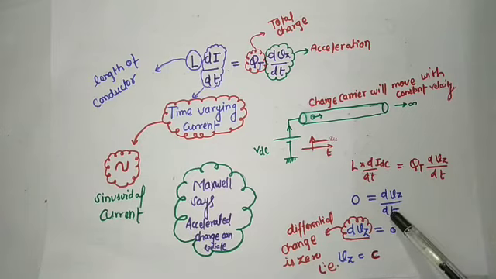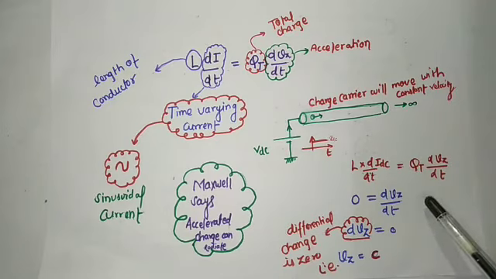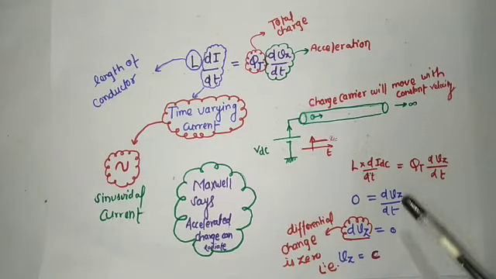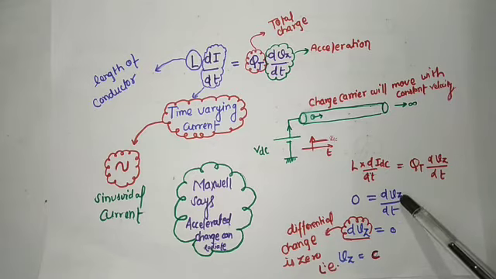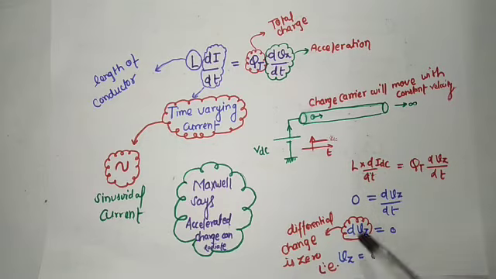What is the meaning of this equation? It means that acceleration is 0. If acceleration is 0, it means there is no radiation. Let's see another aspect of this equation. If d/dt of vz is 0, it means that vz is a constant quantity. Another way we can say it: if there is DC current, then the velocity of the charged particle will be constant.